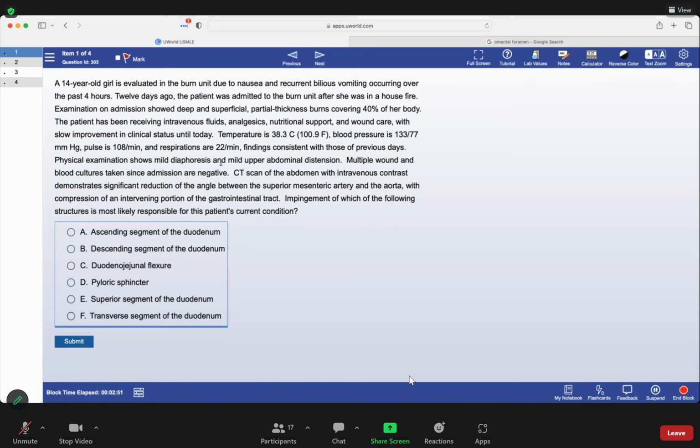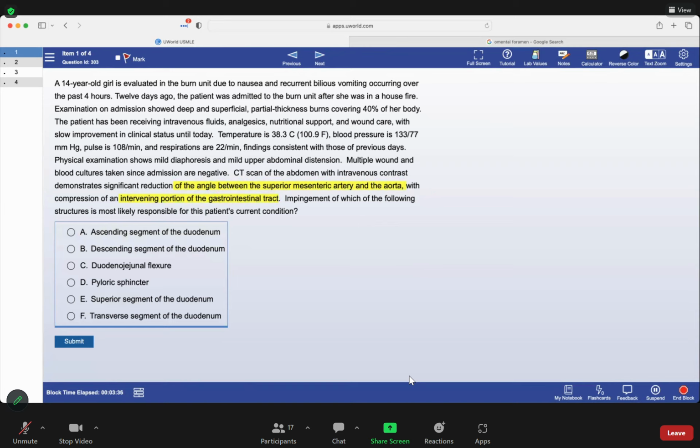Physical exam shows mild diaphoresis and mild abdominal distension. Multiple wound and blood cultures taken since the admission are negative. CT scan of the abdomen with IV contrast demonstrates significant reduction of the angle between the superior mesenteric artery and aorta. Now remember folks, all these are scenario, but nothing helps until you get to this line. This is where the actual hint for the question comes. Superior mesenteric artery angle is reduced, okay? With compressing an intervening portion of the GI tract. Impingement of which of the following structures? Now, first, what's the diagnosis? Superior mesenteric artery syndrome. Did we get that? If we get superior mesenteric artery, then the answer should be which part?